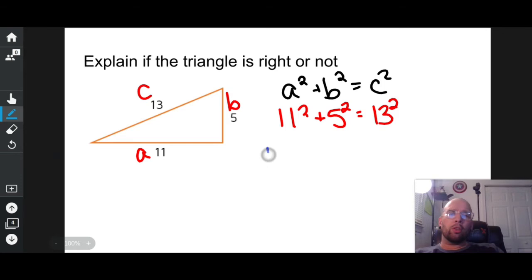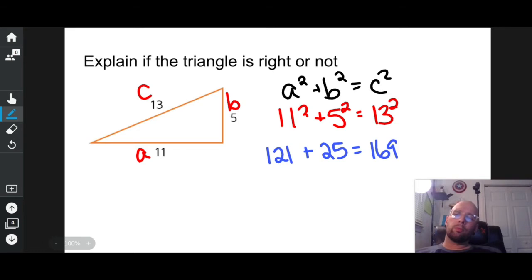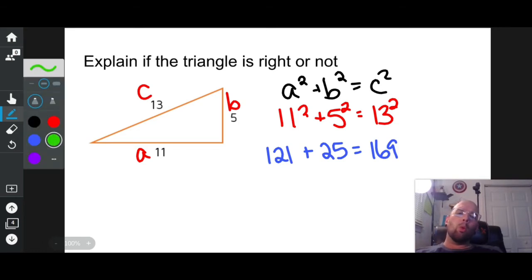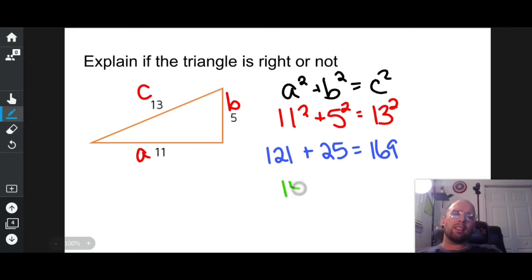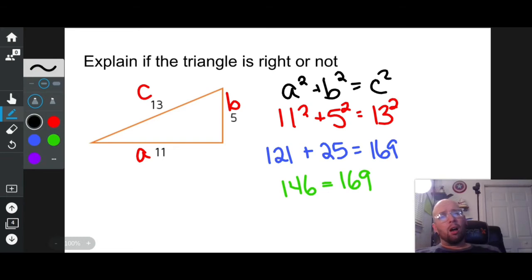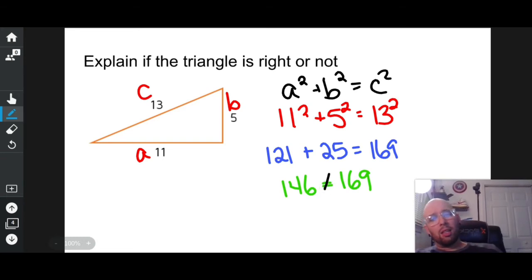11 squared is 121. 5 squared is 25. 13 squared is 169. 121 plus 25 is 146. And the last time I checked, 146 does not equal 169. So is this a right triangle? No, it is not. It is not a right triangle.